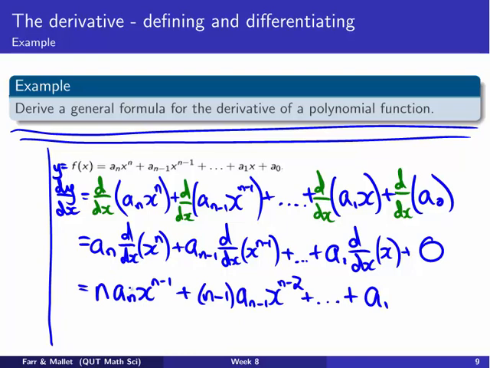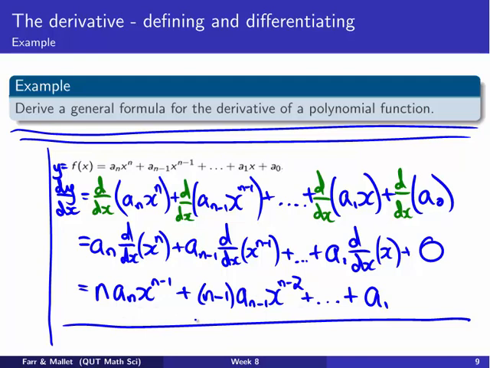So we end up with n outside of n multiplied by an x to the n minus 1, n minus 1 pulled out the front, times an minus 1 x to the n minus 2, and so on all the way down to a1 times x to the 1 minus 1, which is x to the 0, and that's just 1. So a1 times 1 is just a1. So there we have our general formula for the derivative of a general polynomial function.